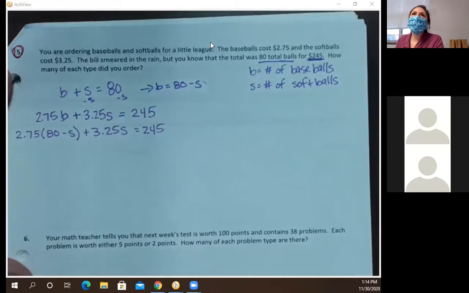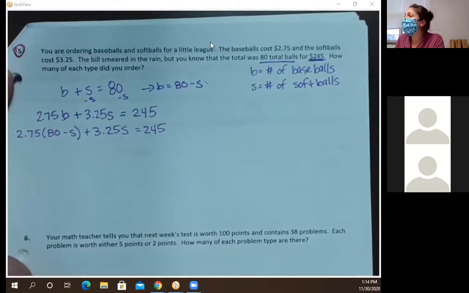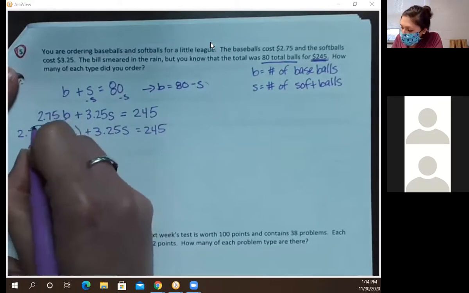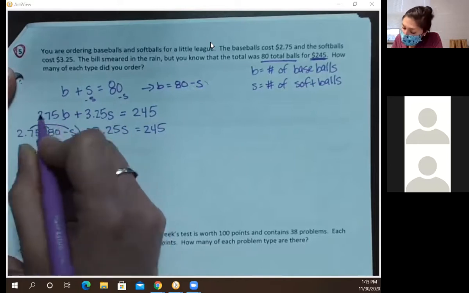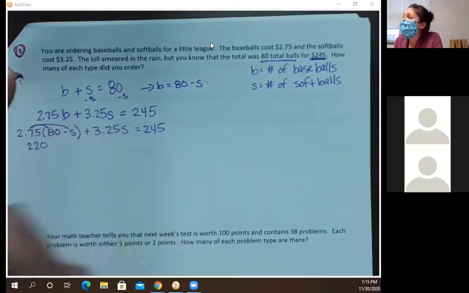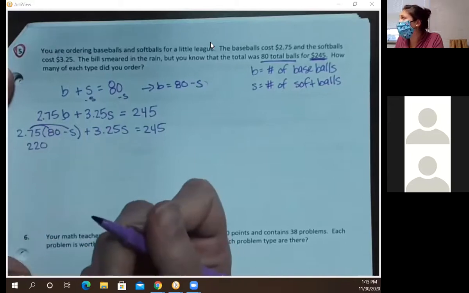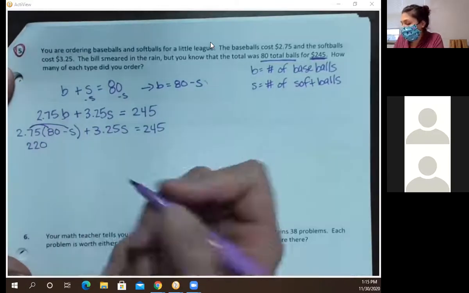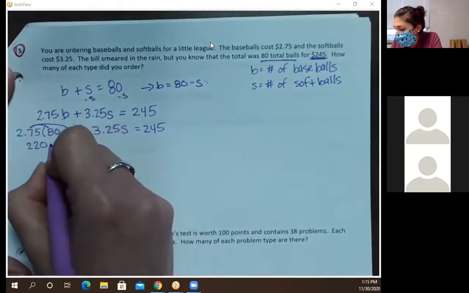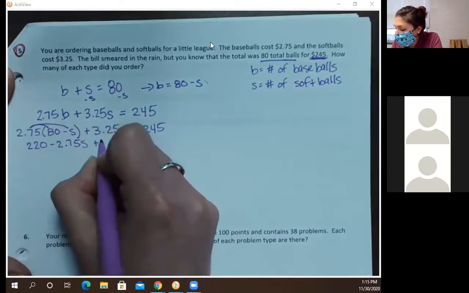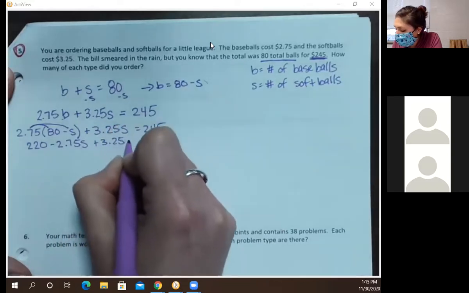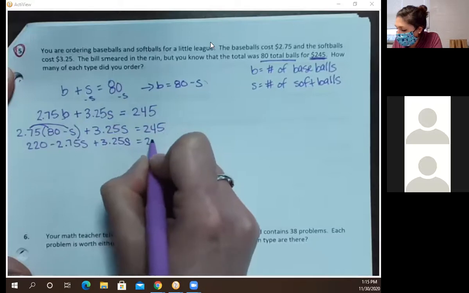And now I've got some bigger, maybe stranger numbers for this system than we had for our other examples, but I'm still going to treat this the same way. So I'm going to distribute inside parentheses. 2.75 times 80 gives me 220. If you were working through this problem on your own and needed your calculator for that multiplication, that's fine. And then 2.75 times S, negative 2.75 S plus 3.25 S equals 245.